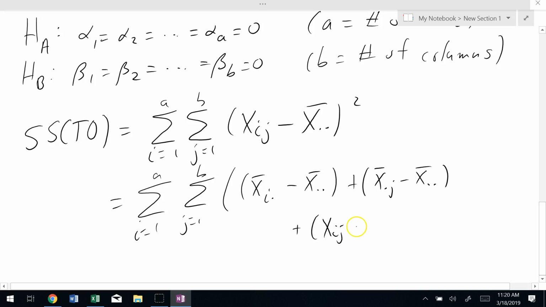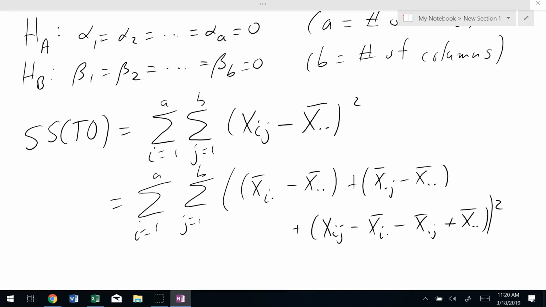And rearrange it. I'm looking at the book because I want to make sure I get all these in the right spot. All right, cool. Just to make sure that everything here is equal: added and subtracted x bar sub i dot, added and subtracted x bar sub dot j, added and subtracted x bar double dot. So it really is the same thing.